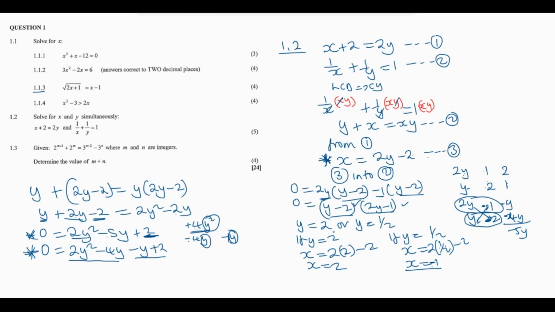Okay, so we have the values of y, we have the values of x. Right, how do we collect our marks here? Right, we have our equation 3. We substituted correctly. What did we substitute here? And then we have our standard form. This is our standard form. And then we have the y values. We have the x values. 5 marks.